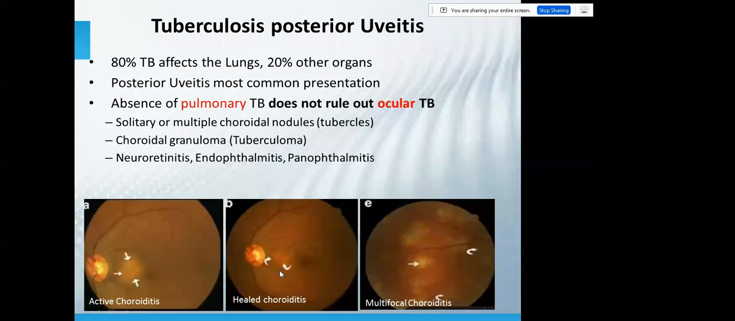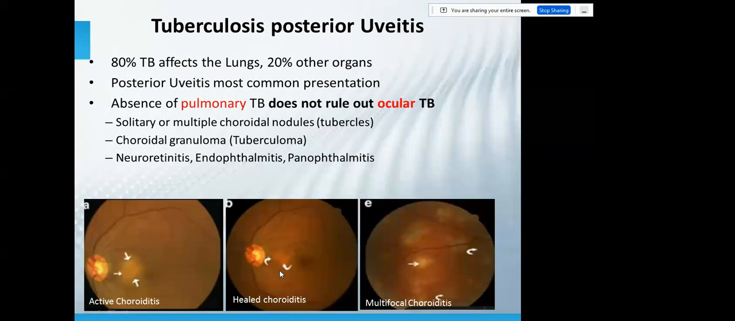So tuberculosis, what does it do to the posterior segment? What do you see? 80% of tuberculosis affects the lungs, 20% other organs. So most of the TB you get is pulmonary. Remember, there's another quiet group of 20% who are not having pulmonary but have extrapulmonary. On this extrapulmonary TB, posterior uveitis is the most common presentation. Remember, absence of pulmonary TB does not tell you that there cannot be systemic or ocular TB elsewhere. The two are not mutually exclusive. You always have to look independently for systemic TB and independently for pulmonary TB.